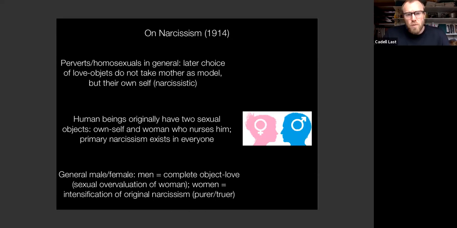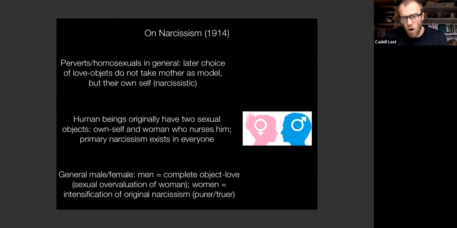He then says that perverts and homosexuals in general, instead of taking their love objects as a model for the mother, take their first sex objects as a model for their own self. And so he's claiming here that perverts and homosexuals are a little more on the narcissistic end of the spectrum. He explicitly says that homosexuals are looking for themselves in their love object. And that human beings have two different types of sexual objects. They can take their own self or they can take the woman who nurses them.